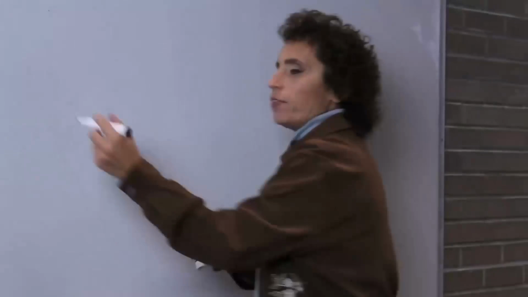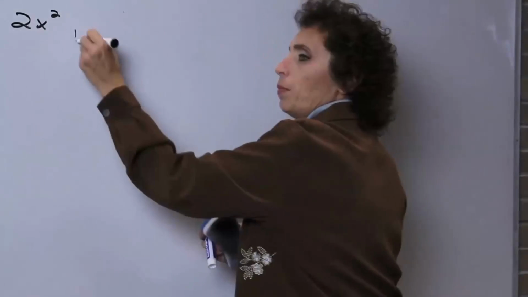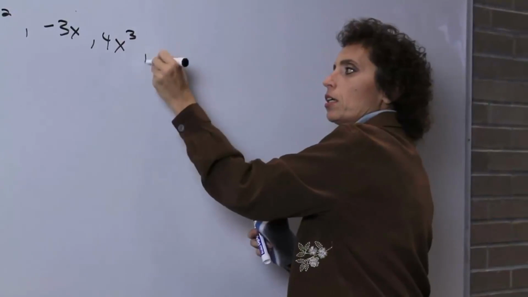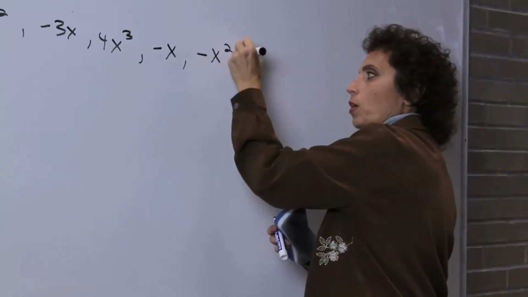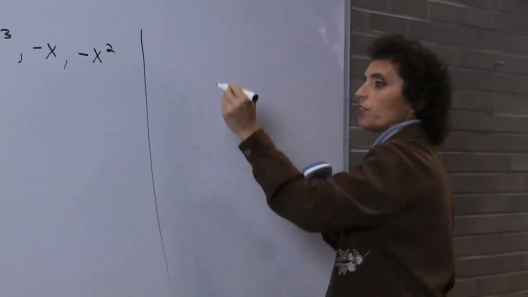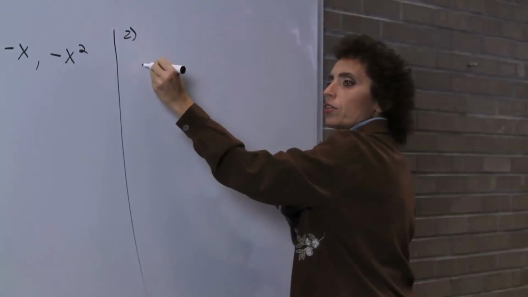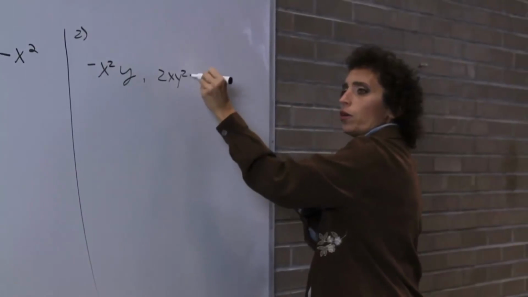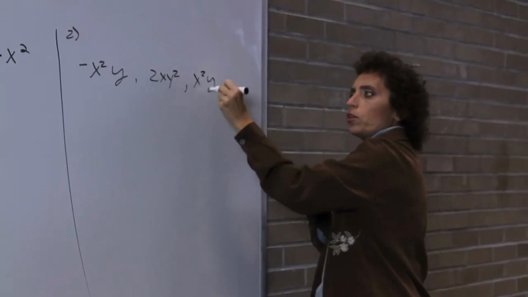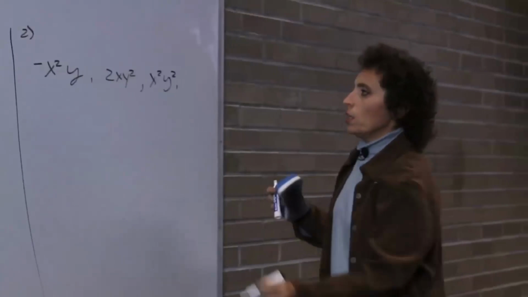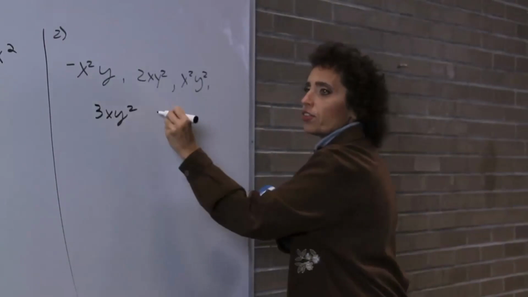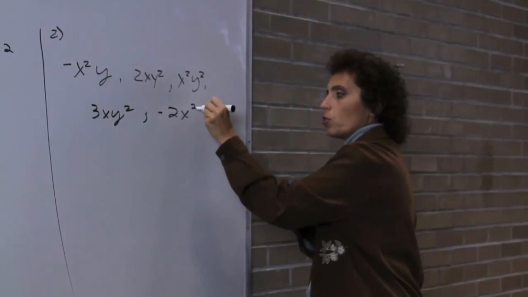Okay, we have 2x squared, negative 3x, 4x cubed, negative x squared. And the second one is negative x squared y, 2xy squared, x squared y squared, 3xy squared. This is a crazy one. Negative 2x squared y. Just in case you want to not be confused, don't look at number 2.